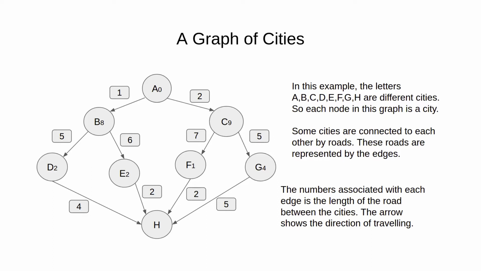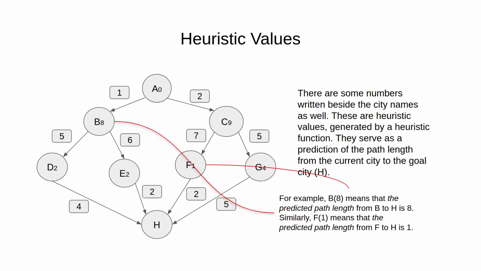There are numbers beside each arrow which denotes the path length of the road. For example, the path length from B to E is 6 units and the path length from C to F is 7 units. Apart from these path lengths, there are other numbers as well. There is a number beside each city. These numbers are heuristic numbers generated by a heuristic function.